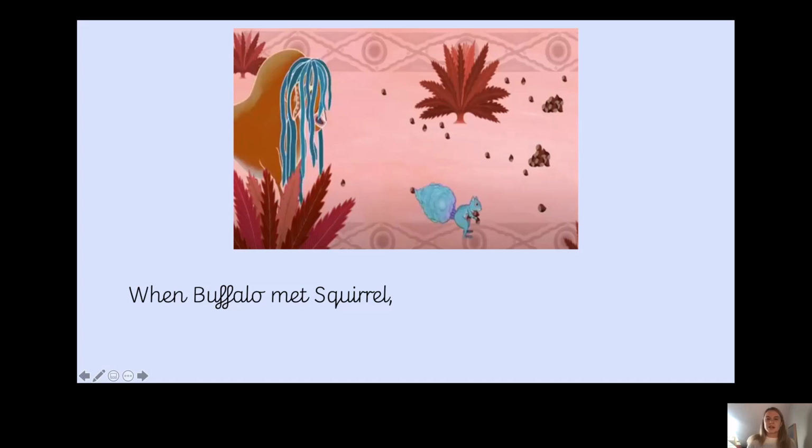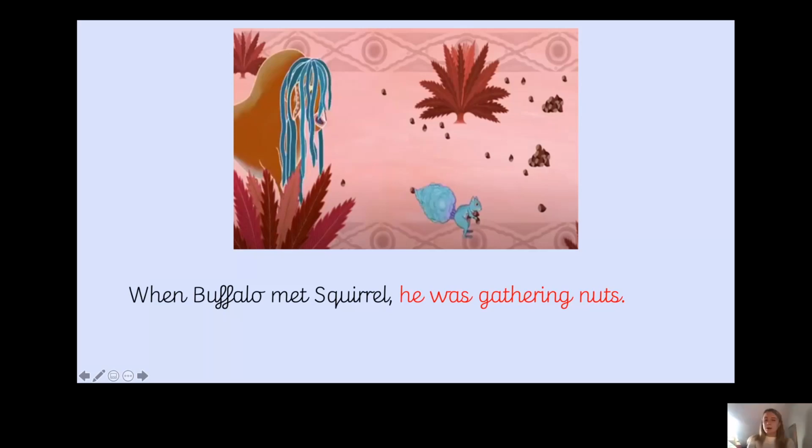Okay, so how did you get on? Well, we know that when Buffalo met Squirrel, what was he doing? Yes, that's right. He was collecting nuts, wasn't he? Because he was worried that the swamp was going to get closer and closer and all of the nuts would go and he'd have nothing to eat. So therefore, you could have written, when Buffalo met Squirrel, he was gathering nuts, okay? You might have thought of something different, but that's what I thought of. So don't worry if it's different. I'm sure there are lots of other options for this, but the one I came up with was when Buffalo met Squirrel, he was gathering nuts, okay?